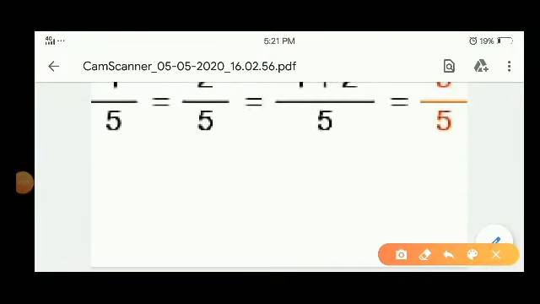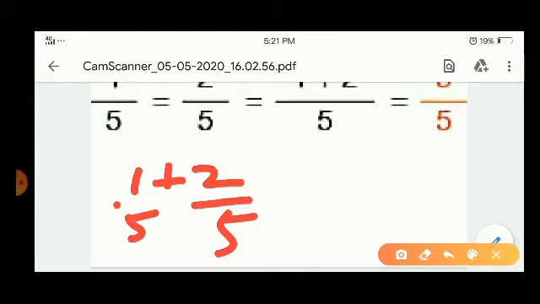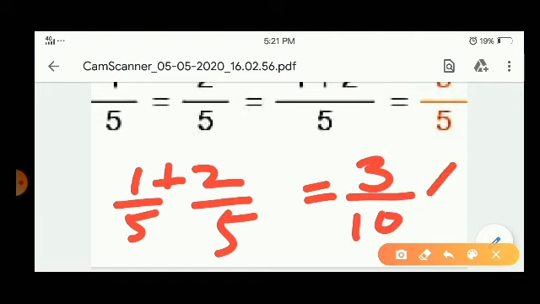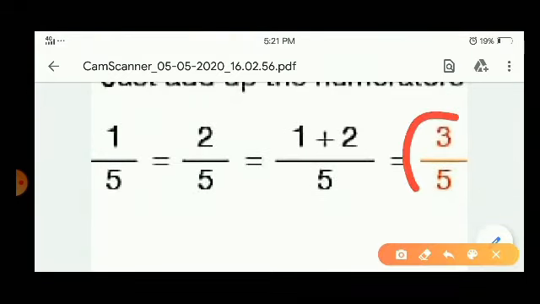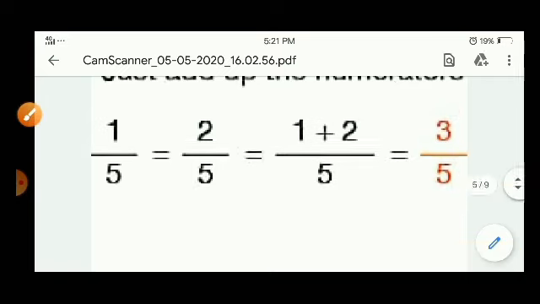Here we can do 1 plus 2 upon 5 and 5. If you think this is 3 upon 10, then you are wrong. The answer is 3 upon 5 only. The denominator will be the same.